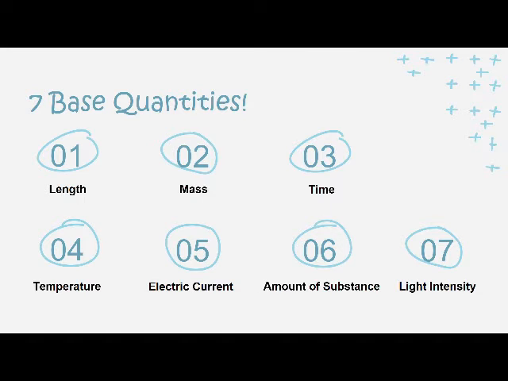And then last is light intensity. The basic quantity of light intensity has a unit called candela. Light intensity is a fundamental physical quantity in measuring the power emitted by a light source in a certain direction per unit angle. Candela is a unit of light intensity in the international system.